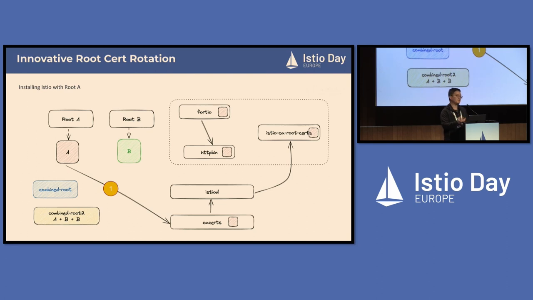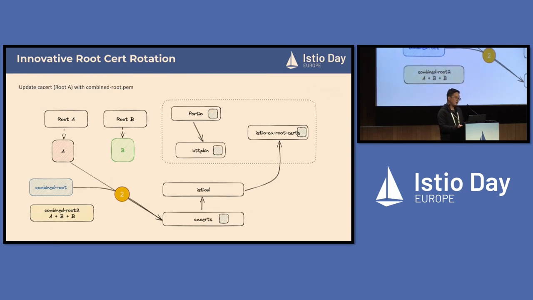So this is the first ceremony. We are getting started from here. The next step, we update the CA set with everything from the last, but just replace the root set from root A to the combined root. And after about 30 minutes, istiod will reload the new CA, and all the workloads will resign the workload certs.